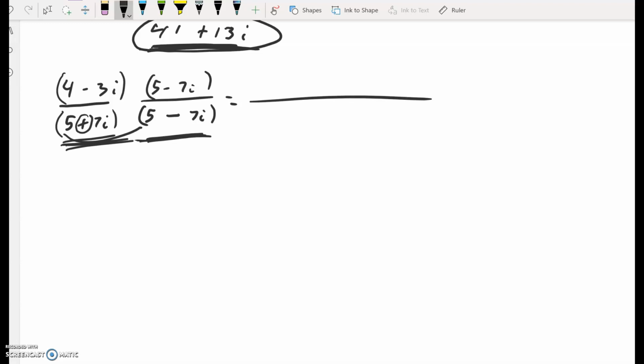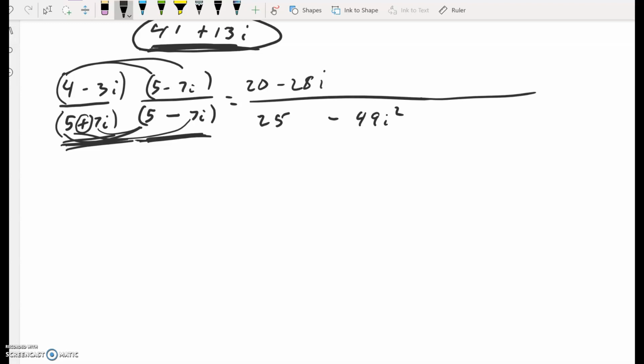So let's do this. 25. Positive times a negative is a negative. 7i times 7i is 49i squared. Notice the 35i and the minus 35i are canceling. On the top, we just get a bunch of stuff. 4 times 5 is 20. 4 times negative 7i is minus 28i. Negative 3i times 5 is minus 15i. And this times this is 21i squared.